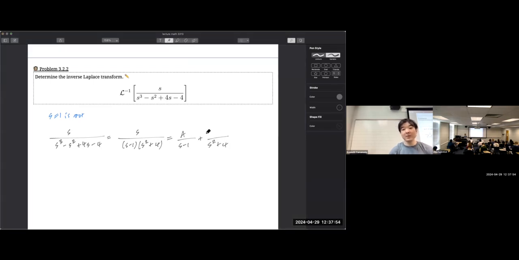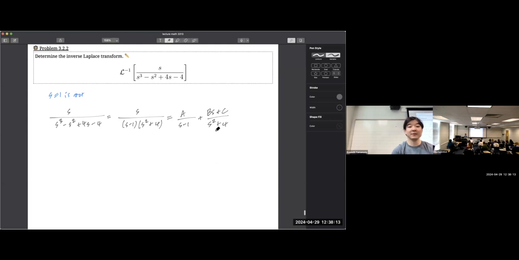But does anybody remember what has to be on top of here for the partial fractions when this is s squared plus 4? It's not just b or 2b. Yes, exactly, because this is irreducible, you have to be one degree less on the top. That's how the partial fractions work.